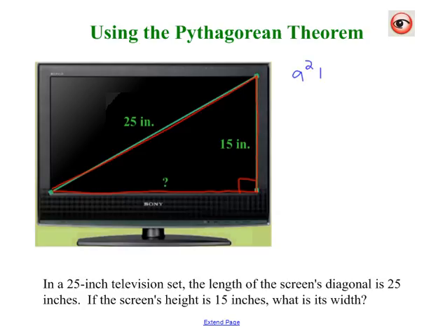A squared plus b squared equals c squared. We know a and b are the legs and c is the hypotenuse. Let's plug in 15 and 25. 15 is one of the legs, so we'll plug it in for a. 15 squared. We don't know the other measure of the leg, so we're leaving b in the Pythagorean theorem. And finally, we know the hypotenuse is 25, so we put 25 in for c and square it. Now we need to do a little bit of algebra to solve for b.